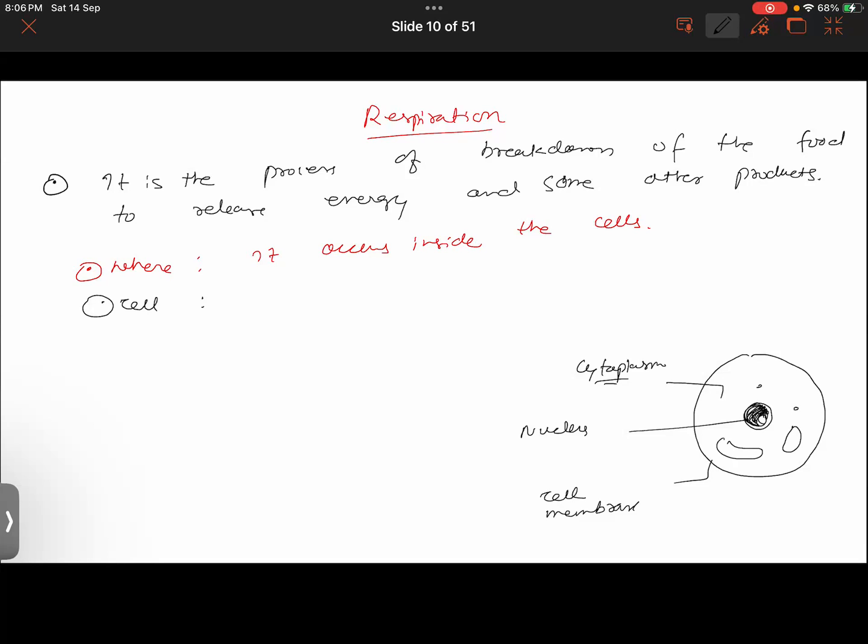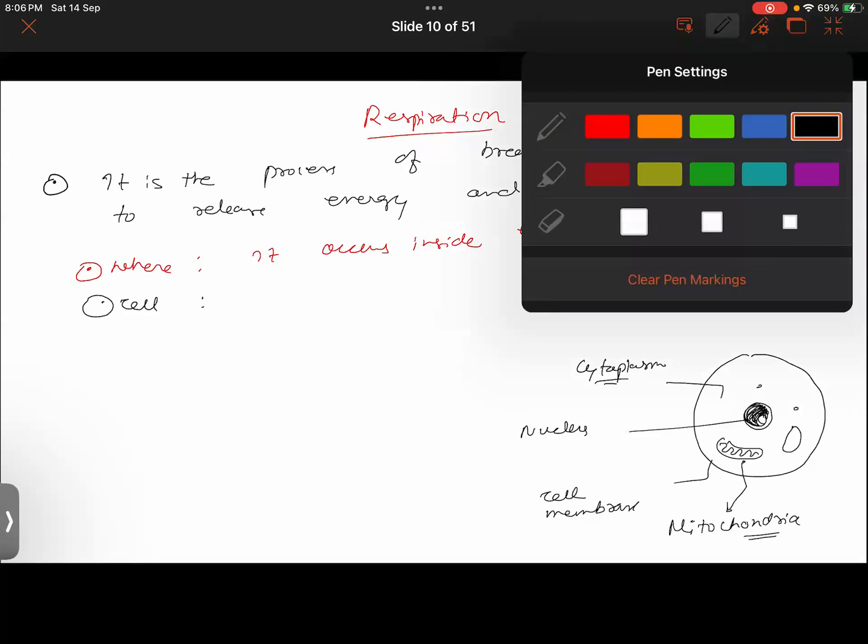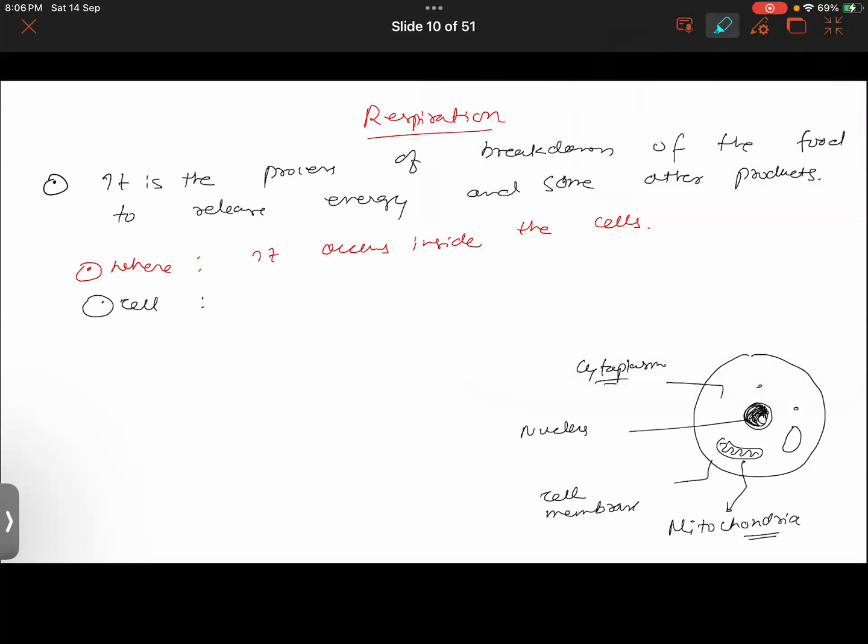So inside the cell we have a structure called mitochondria. Very good. Mitochondria. In this mitochondria the process will be occurring. The process of respiration inside the cell will be occurring inside the mitochondria. So in the cell it occurs in the mitochondria.